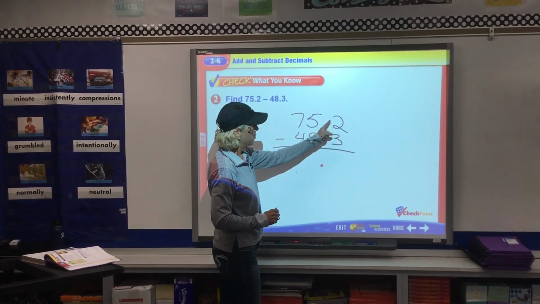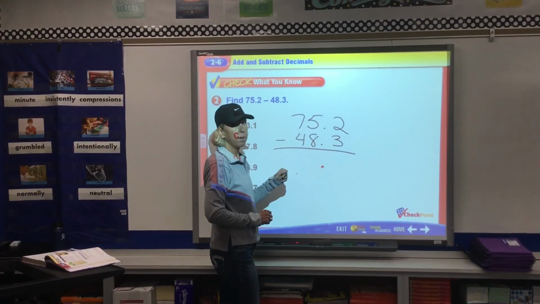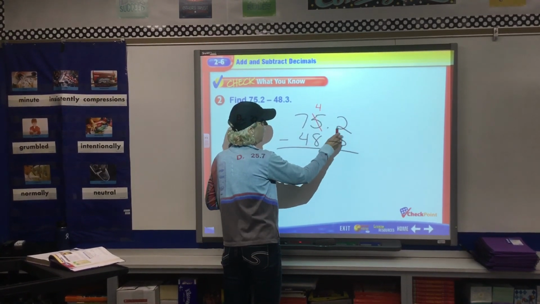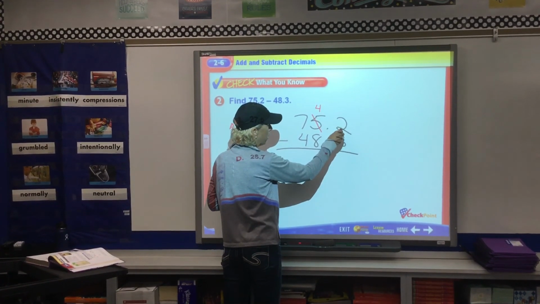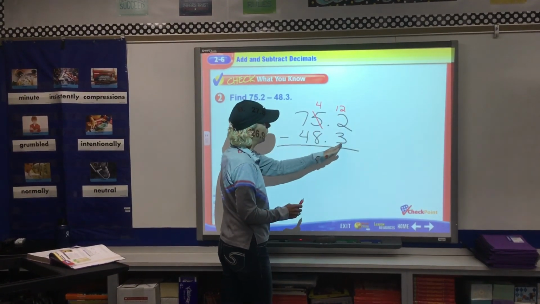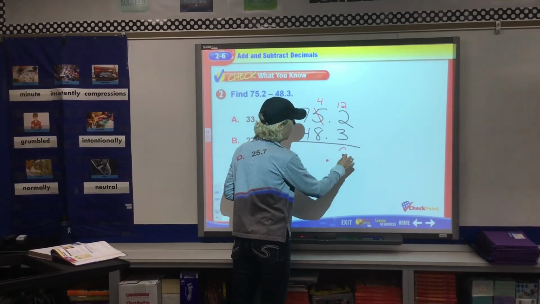I look in the tenths place. Can I say 2 take away 3? No. So I'm going to borrow. This becomes 4. And I'm bringing over 10. 10 plus 2 is 12. Okay, so I've got 12 here now. 12 take away 3 is 9.